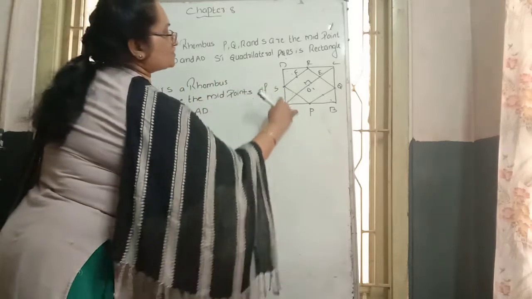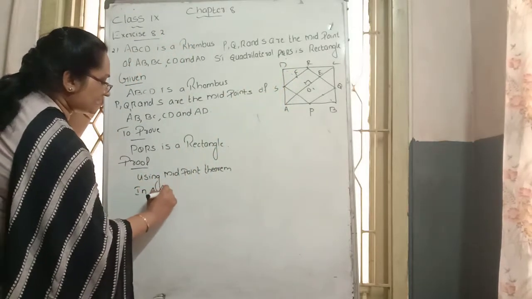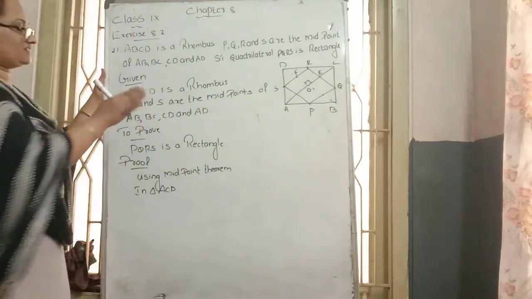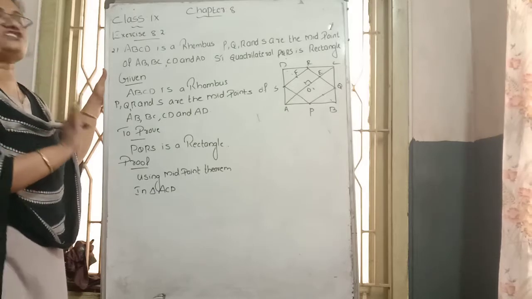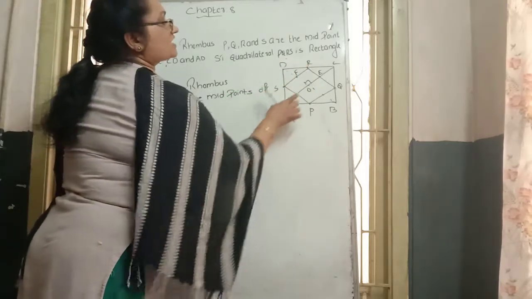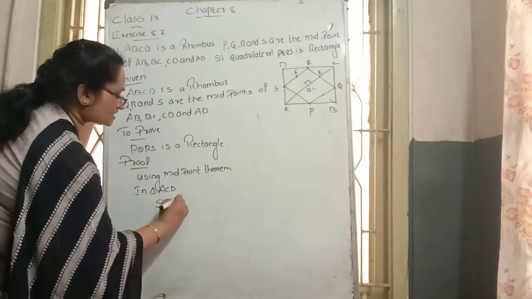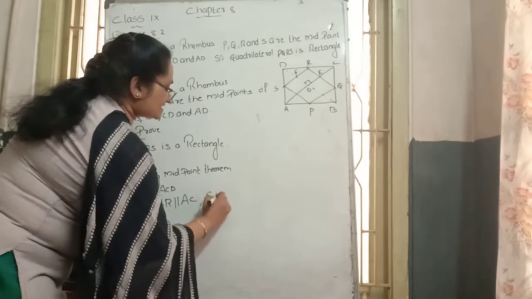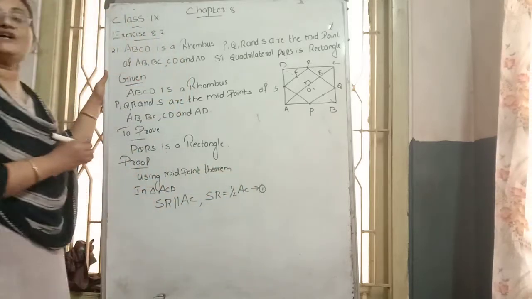First we consider triangle ACD. In triangle ACD, S and R are the midpoints. We have already written it again and again, so directly we can apply the midpoint theorem. S and R are the midpoints, so SR is parallel to which side? AC. So we can write SR is parallel to AC, and SR is half of the third side AC. We mark this as equation number 1.